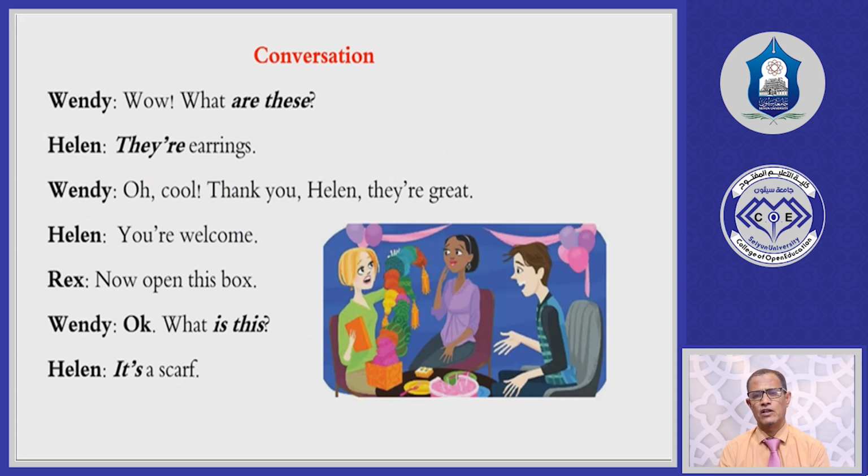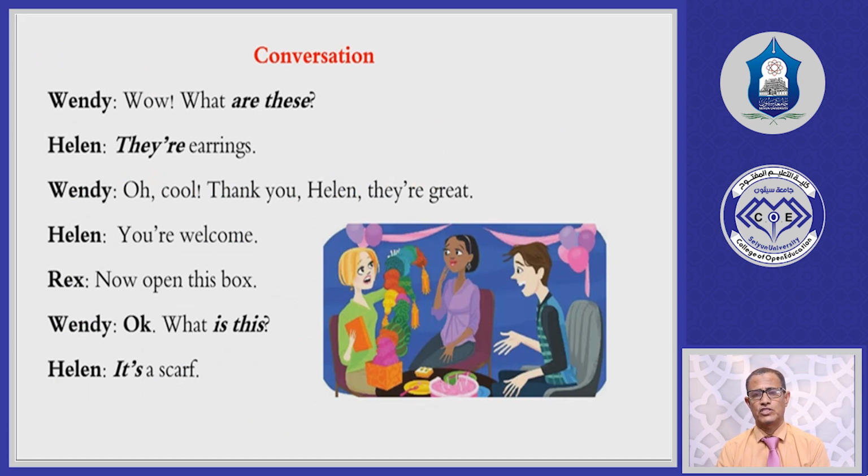Okay, Wendy and Helen. In this conversation we have three people: Wendy and Helen, and also Rex. Wendy said, "Wow, what are these? What are these?" Now look at the picture. She is carrying something which is plural, and she asks, what are these? Because she asked about something plural.